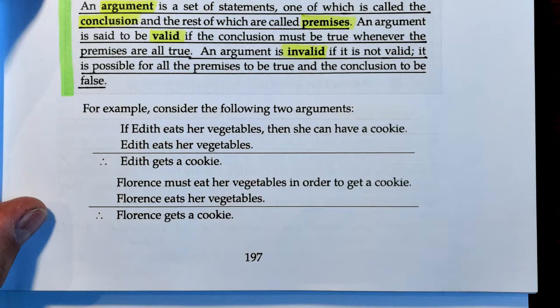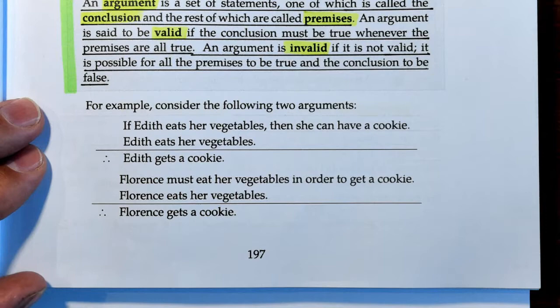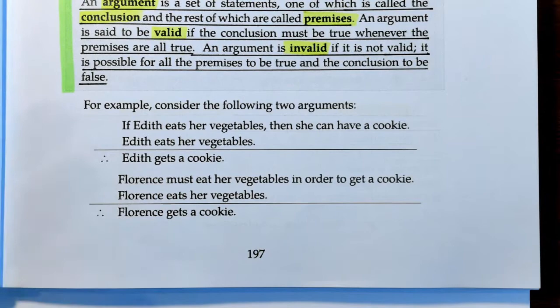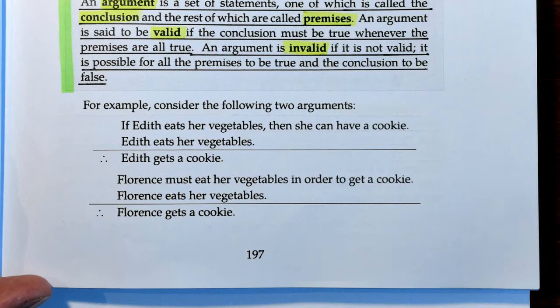Well, in the first argument, there's an if-then statement. So Edith eats her vegetables could be the first statement, A. Then, the second statement, she can have a cookie, B. Well, A happened, which then implies that B happened. There is nothing in the second statement that makes it conditional for her to eat her vegetables to get a cookie. It merely says she has to eat her vegetables. In order for her to get a cookie would then mean she could have been asked to do the dishes, to clear the table, and then get her cookie. So there's something that the first statement has that the second statement does not possess, and that is the logic in the argument. And we'll see more of this as we go through the work.